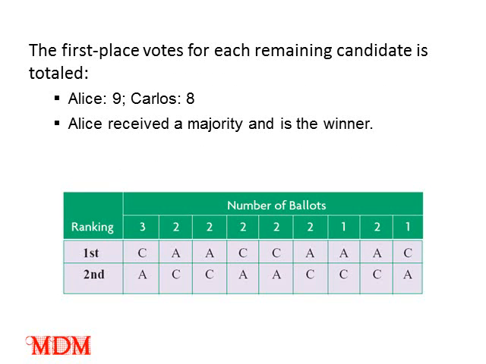The first place votes for each remaining candidate then is totaled. Notice that in this particular case, Alice received 2 plus 2 plus 2 plus 1 plus 2 votes, giving her a total of 9 votes. Carlos has 3 plus 2 plus 2 plus 1, giving Carlos 8 votes. Alice received a majority and is the winner.